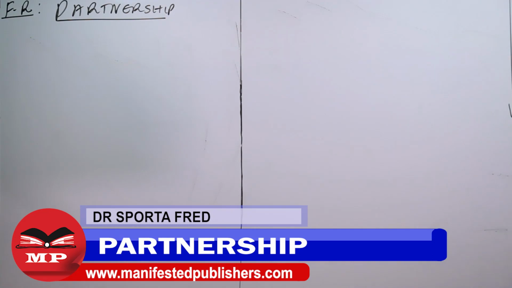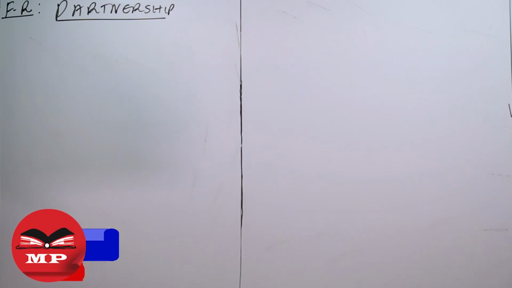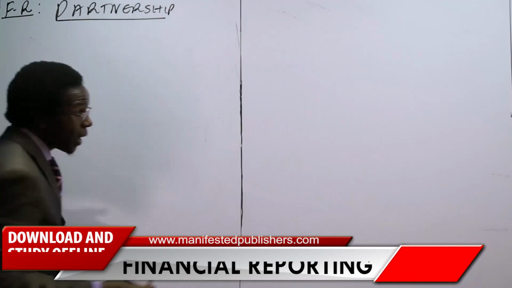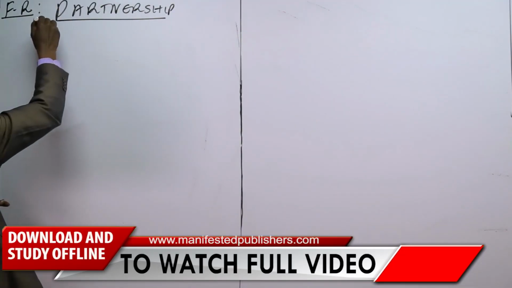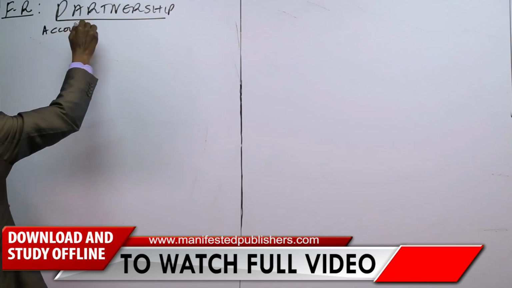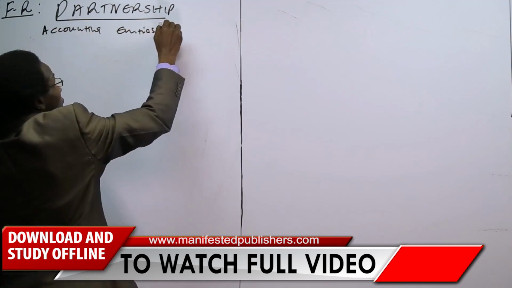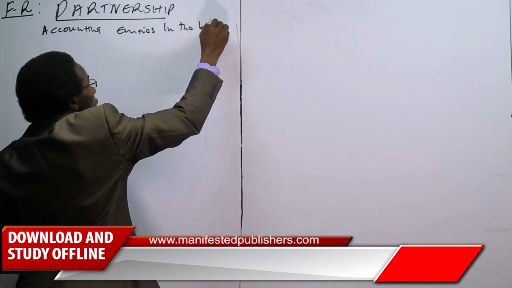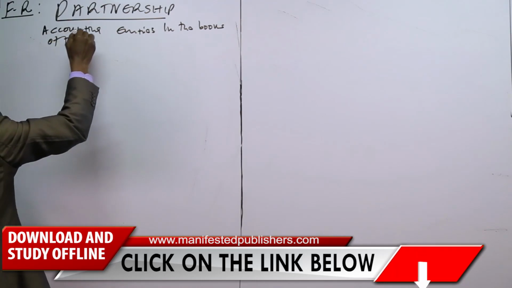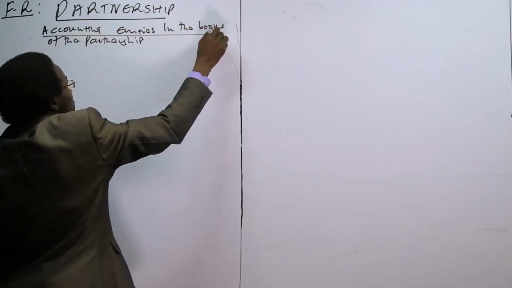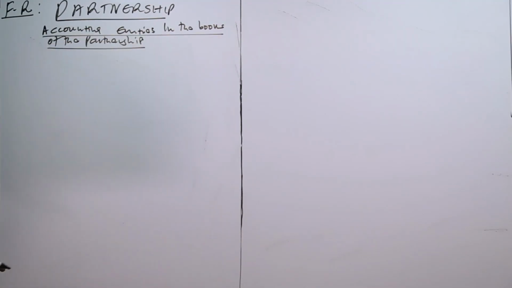I will also want to create enough space here because I'll want to use this side to maintain the ledgers at the same time when I'm doing the journal entries or I'm reminding the accounting entries here. So we are talking about the accounting entries in the books of the partnership.